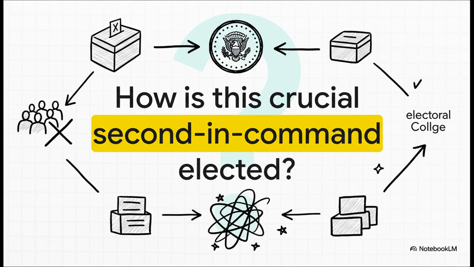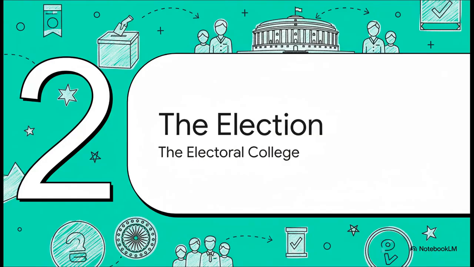Okay, that leads to the big question. How do we actually elect this second-in-command? Well, it's an indirect election, so not by the people directly, but by an electoral college. And this is where it gets really interesting, and it's a critical point for your exams, because the way we elect a VP is pretty different from how we elect the president.